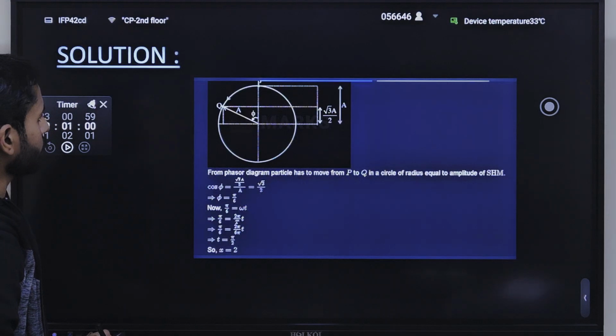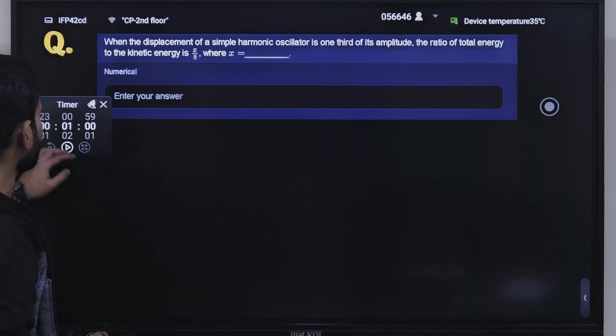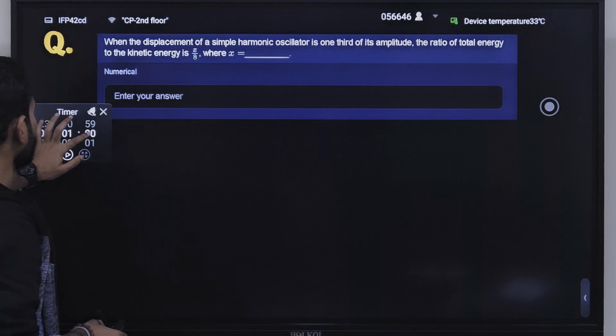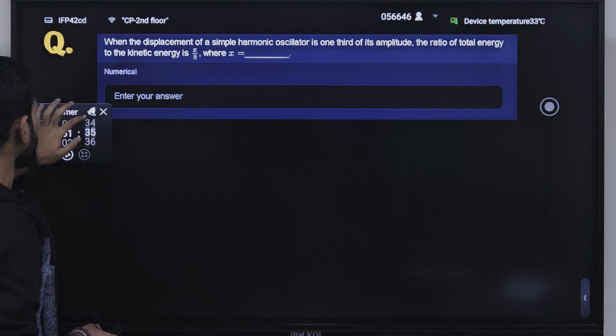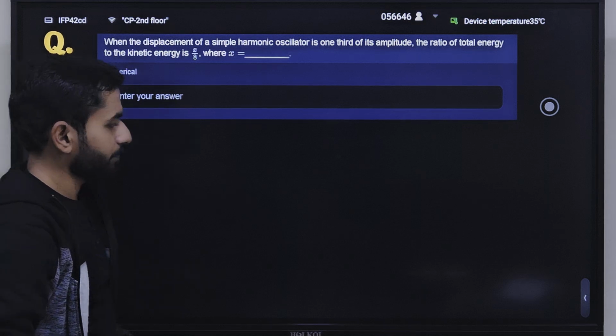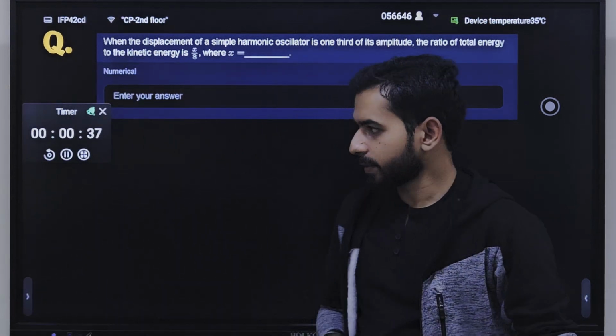Let's move to the next question. This one. This is an easy question. Try to solve it fast. 40 seconds is sufficient. Solve it. Let's check what the answer is.